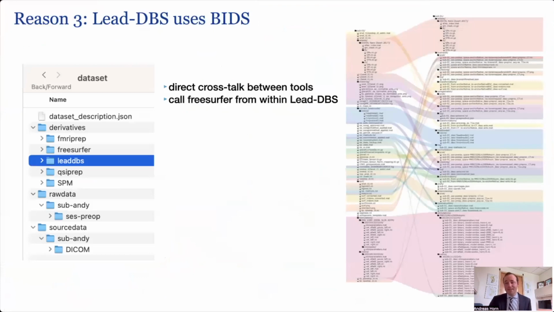Lead-DBS uses BIDS, the new horse of the standards of how to store neuroimaging data. So if you cross talk between, let's say, fMRIPrep and Lead-DBS, that's now very easy. You can set up scripts in the same folders and pair outputs and inputs across the software pipeline. This was a major endeavor for Lead-DBS, but is a great endeavor for the neuroimaging community, I think.